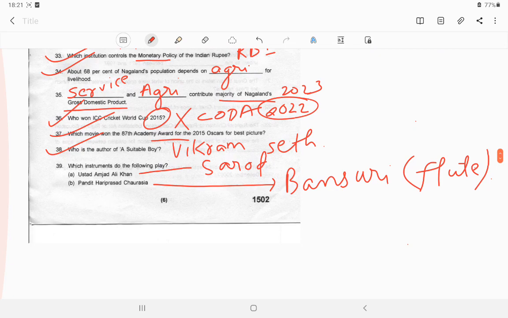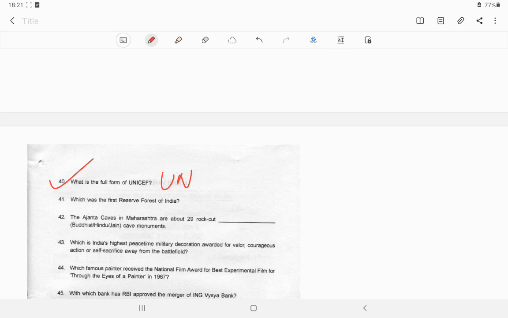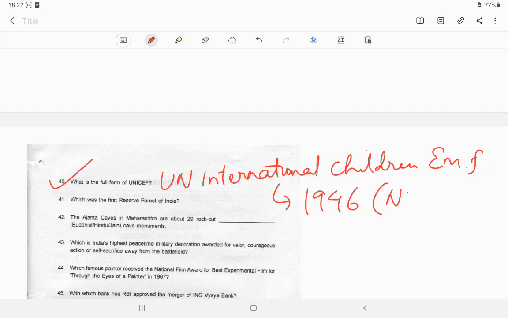So remember this. What is the full form of UNICEF? The full form is United Nations International Children's Emergency Fund. It was established in 1946, and its headquarters is in New York in the United States of America. This is the answer. 1946 established. So UNICEF stands for United Nations International Children's Emergency Fund.